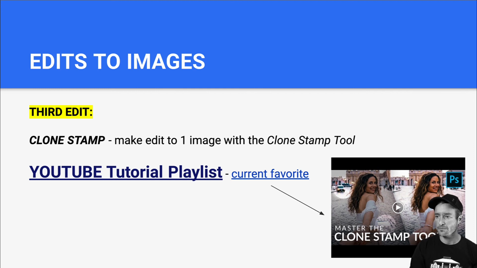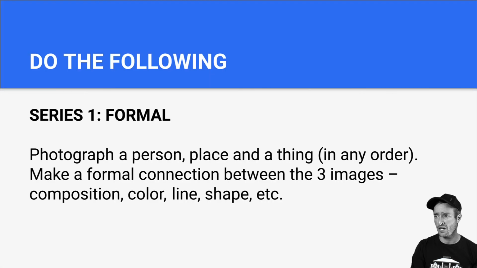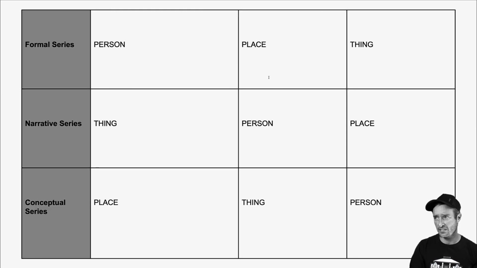Okay. Now, again, coming back to questions that I get from students often really relate to this kind of formatting. So remember that for each triptych, which is a set of 3 images, you're making connections between each one of those images. So in this one, you're concentrating on a formal series, a connection between a person, a place, and a thing. The second one is a narrative series: thing, person, and place. And the third one is a conceptual series connecting place, thing, and person. Again, I just put those in random order. They can be in any order you want.